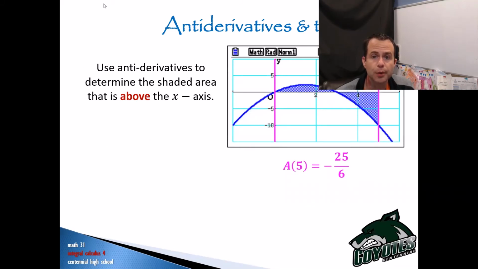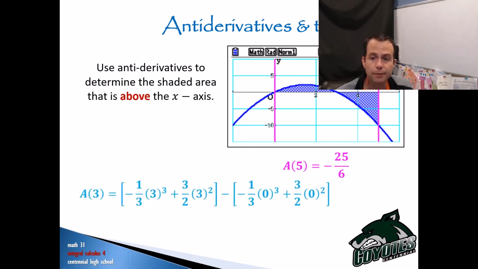So here's what we're going to do. Use antiderivatives to determine the shaded area that is above. So the shaded area that is above would go from 0 to 3. So instead of evaluating from 0 to 5, I'm just going to evaluate from 0 to 3. And I knew 3 because if you look back at your original equation, the zeros were at 0 and 3. I could factor out an x and it would be x times x minus 3. So if I just look at A3, that would be F of 3 minus F of 0, and that's going to get me 9 over 2.